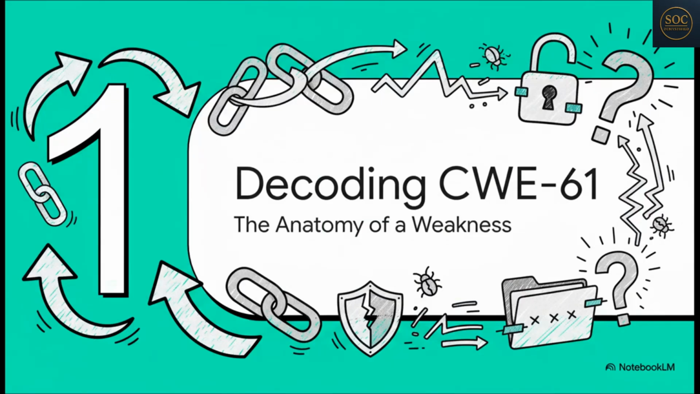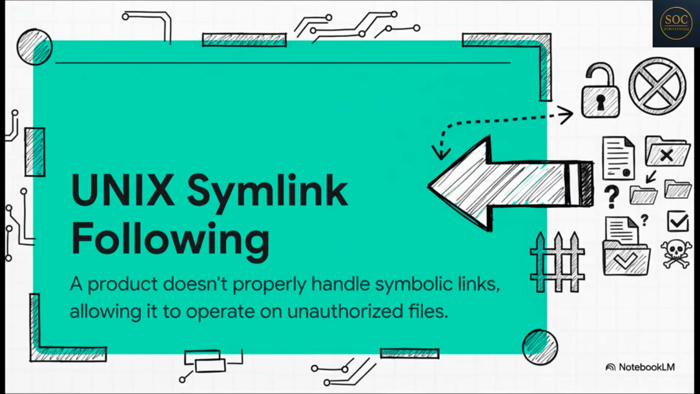So, this whole shortcut swap thing isn't just some clever made-up trick. It's got a real name in the cybersecurity biz. Let's get a little more formal and decode what's known as CWE-61. The official definition from the Common Weakness Enumeration, or CWE, is basically this: a program gets tricked. It doesn't handle these symbolic links, these symlinks, correctly, so it ends up messing with files it has absolutely no business touching.